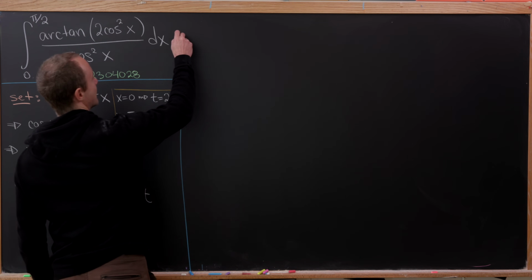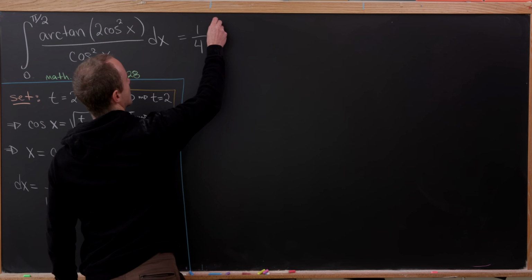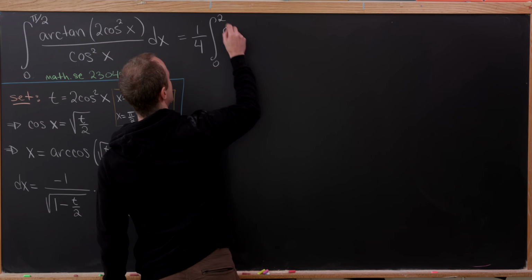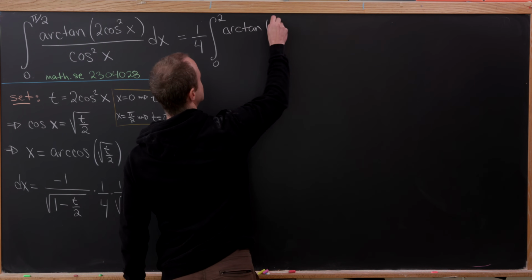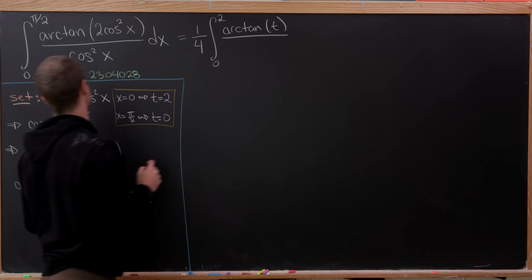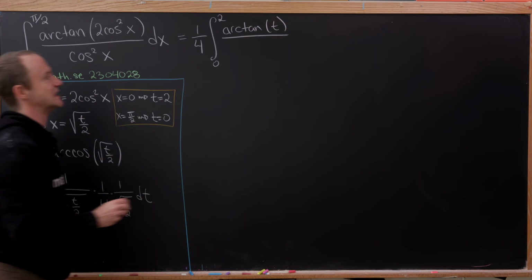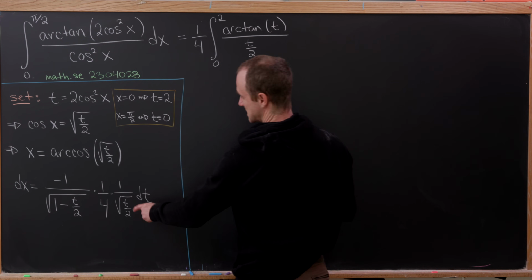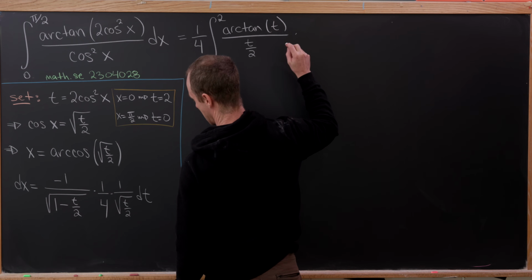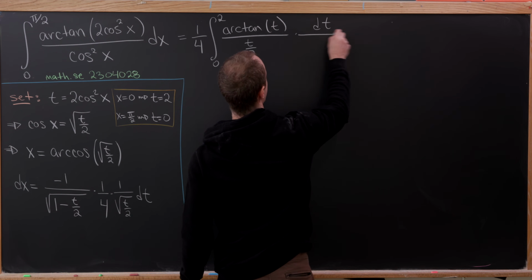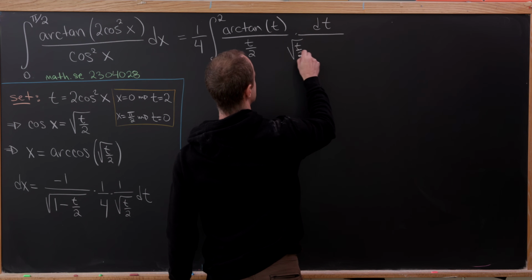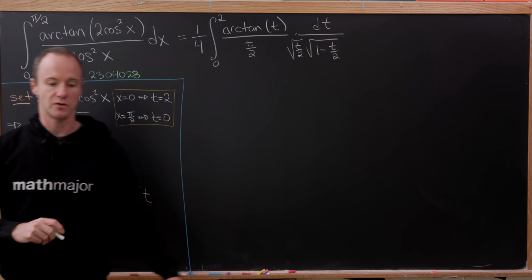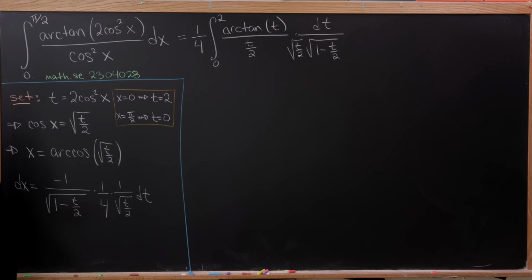Okay, so let's see what I have. We'll have 1/4 and then the integral from 0 to 2 of the arctan of t over, and this cosine squared will be t over 2, so that's going to be over t over 2, and then we'll have this bit right here. That'll be times dt over the square root of t over 2 times the square root of 1 minus t over 2. So that's without much simplification there.